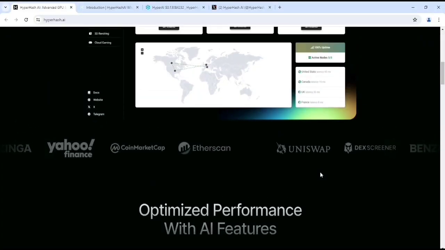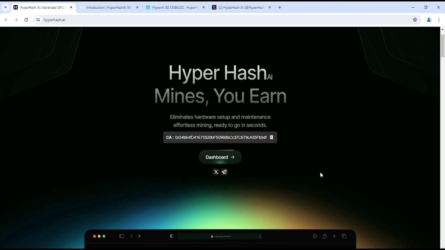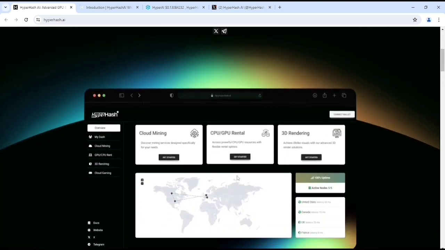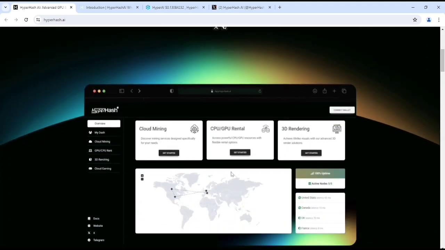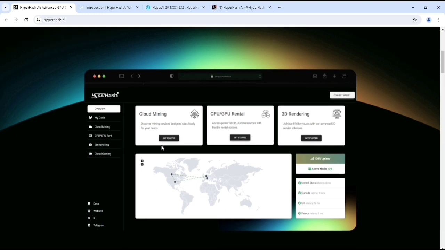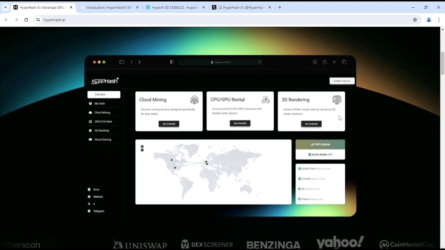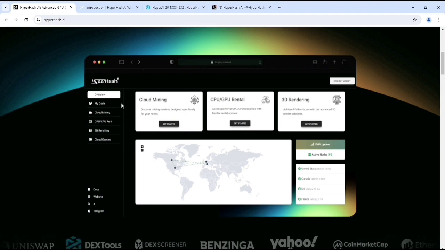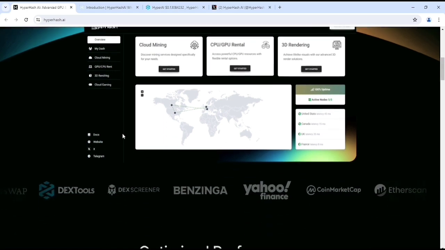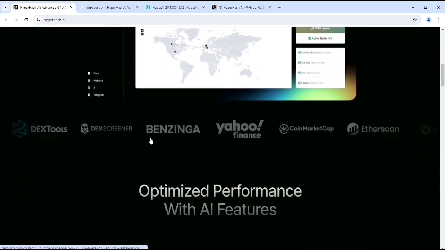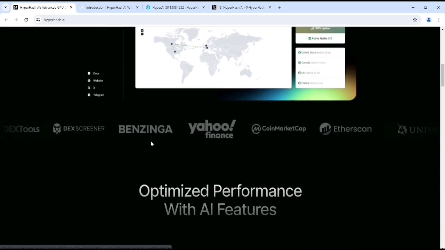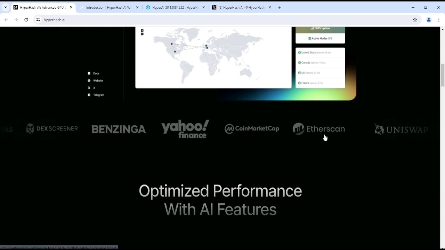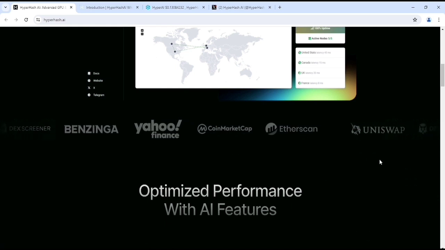Okay. So as you can see here, at first you get their contract address, dashboard, and their Twitter and their Telegram community. Right now, if you look at the interface, we can see the tabs like cloud mining, CPU, GPU rental, 3D rendering. Obviously, here we can see some more information like my dash, cloud mining, and so on. If you look at the markets, the partners of them, like Benzinga, Yahoo Finance, CoinMarketCap, Etherscan, they are normal.